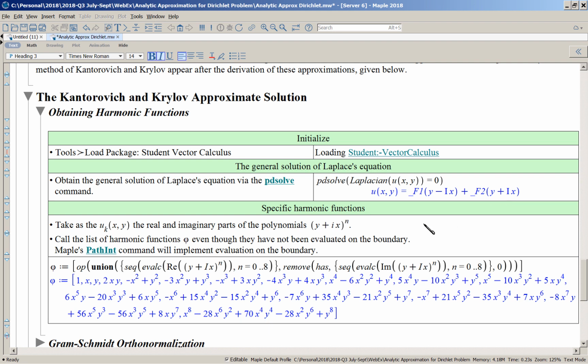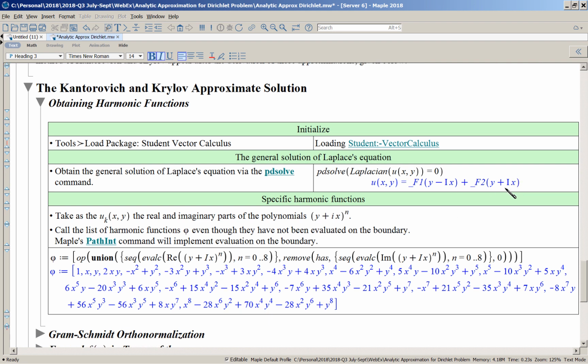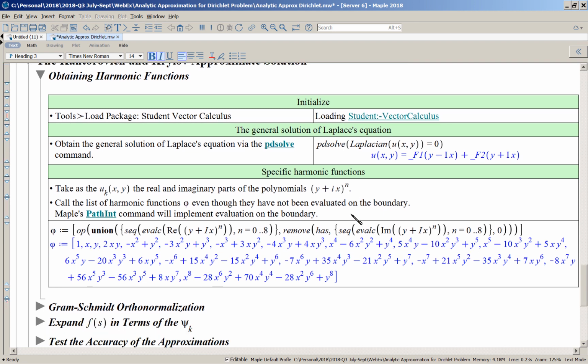So I played around with that, and I said, okay, let's take as the arbitrary function of y plus ix polynomials. So (y plus ix) to the n. Then I expanded it out, and I realized, okay, I should take the real and imaginary parts. So here is the real part of a bunch of (y plus ix) to the n, and here's the imaginary part. Now the very first polynomial that this generates is 0. And so that's what I'm doing here, I am removing the 0 from this bunch.